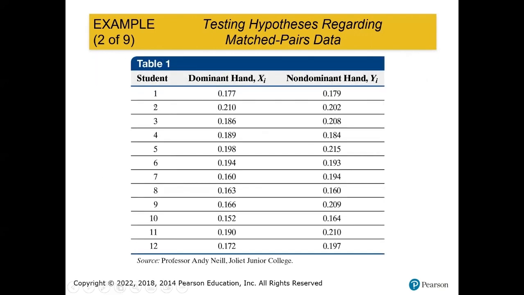We have 12 students listed here. We have their dominant hand reaction time and their non-dominant hand reaction time. And remember that these were randomized as to which one was done first based on a coin flip. So the process of doing matched pairs here, you can see that this student's dominant hand is paired with their non-dominant hand. So these are paired data.